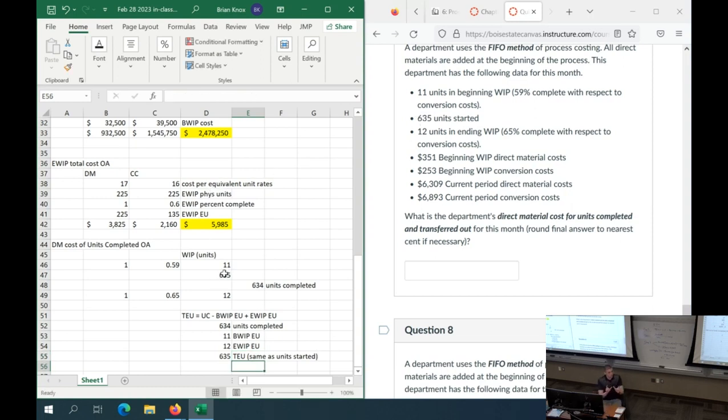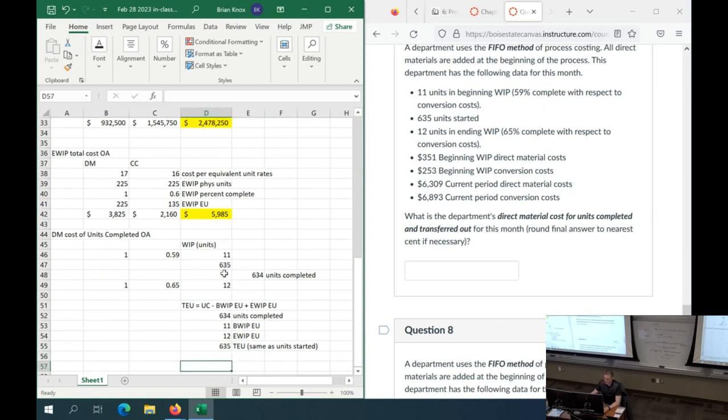So yeah, this is that one narrow case. Direct materials are all added at the very beginning of the process. So we could have saved a little bit of time if we'd remembered that. If not, this is surefire going to get us there. These cells here, whether it's that narrow case or not, this will get us TEU.